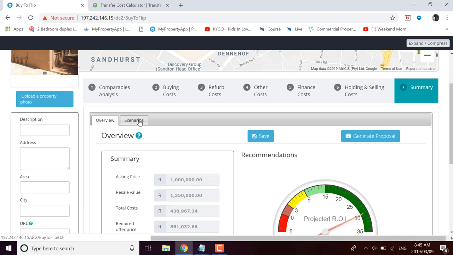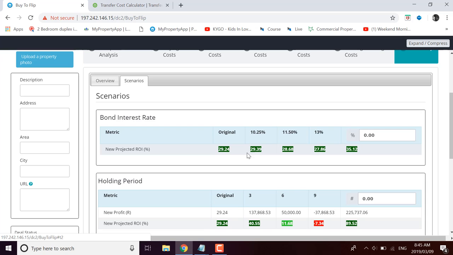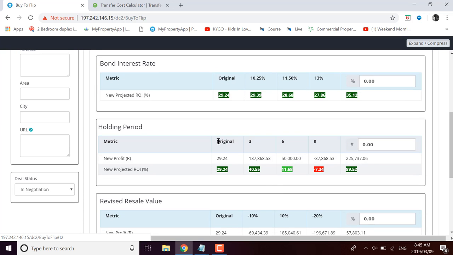Another great thing about the app is that it shows you what your scenarios are. So if your bond interest rate had to change, how would it affect your deal? You could also see the holding period. So the holding period at 6 months means you're going to get a return on investment of 29%. If the holding period goes to 9 months, you start to lose money. So now that is a very important thing for you to know, and in this case you might want to then budget an extra or a longer holding period with the builder, or maybe put in a bit more fat budget for a longer holding period.